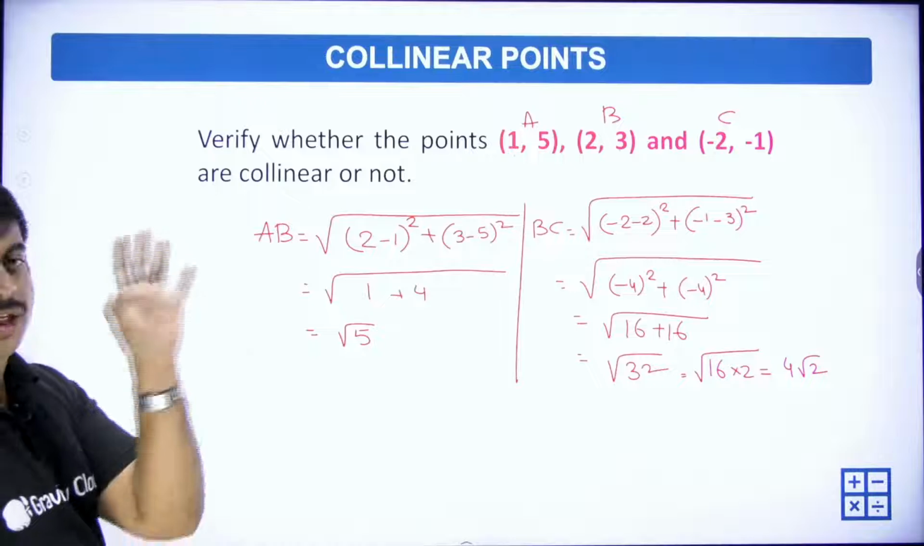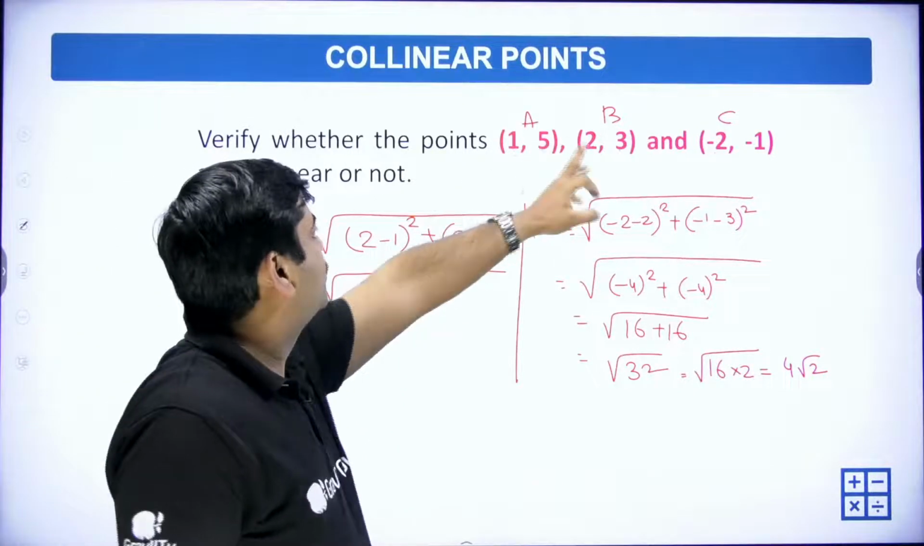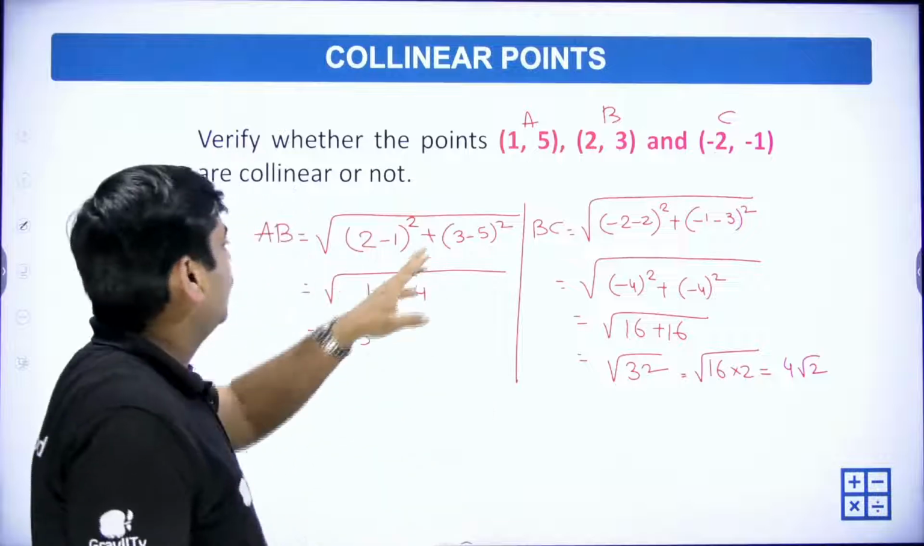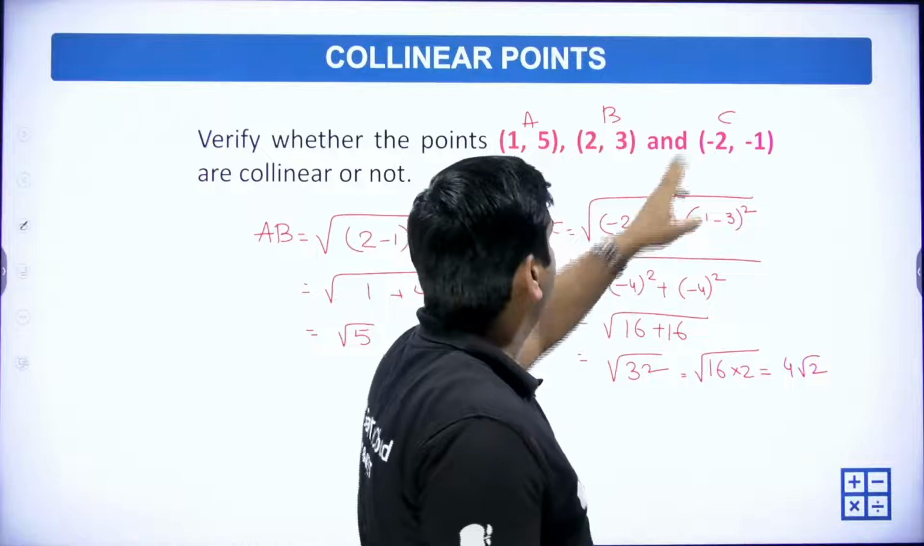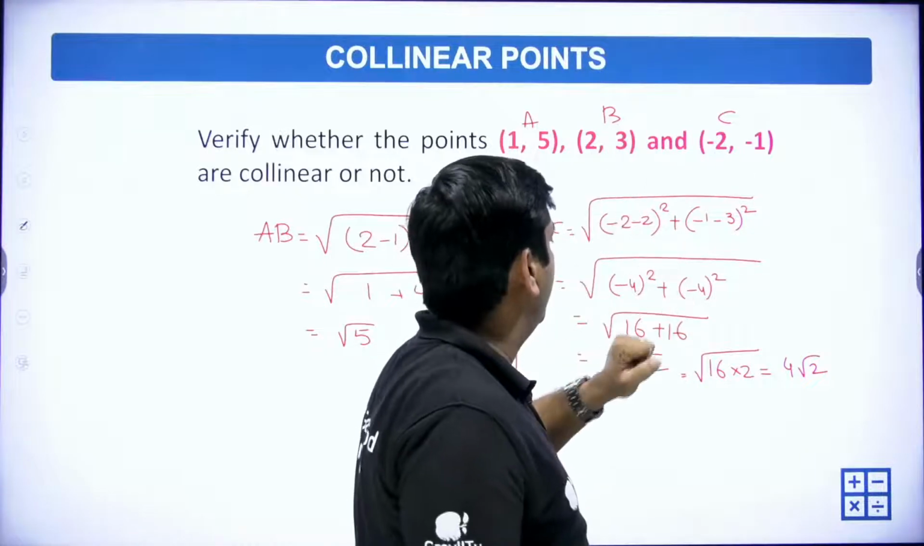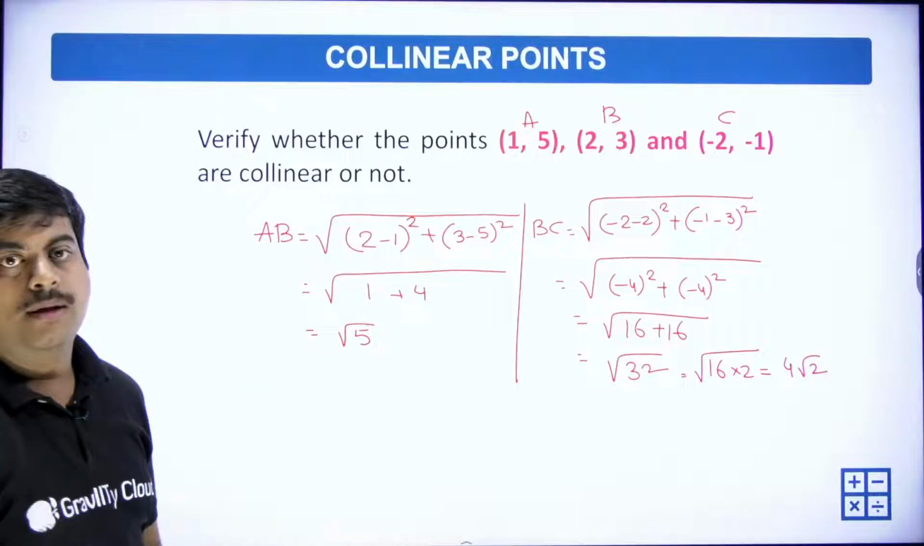Once again, let me check if there is any mistake. AB: 2 minus 1 whole square plus 3 minus 5 whole square, 1 plus 4, root 5. BC: minus 4 whole square is 16, plus minus 4 whole square, 16. So 16 plus 16 is 32, that is 4 root 2.